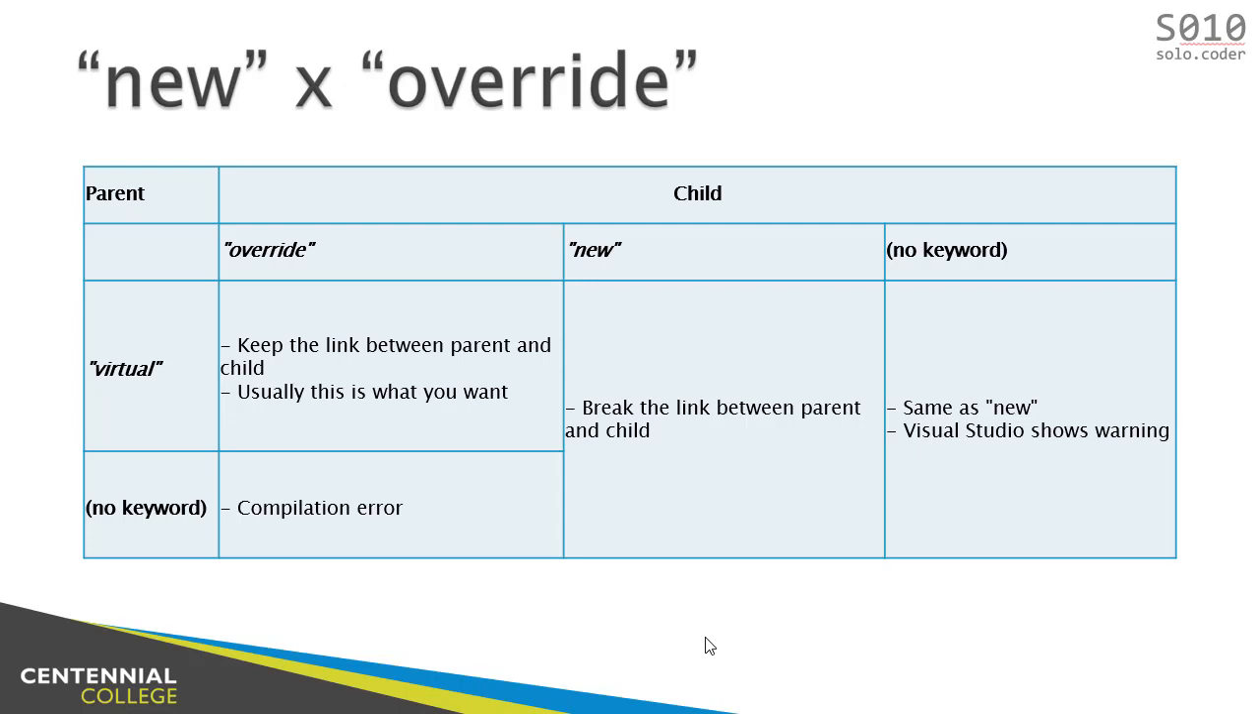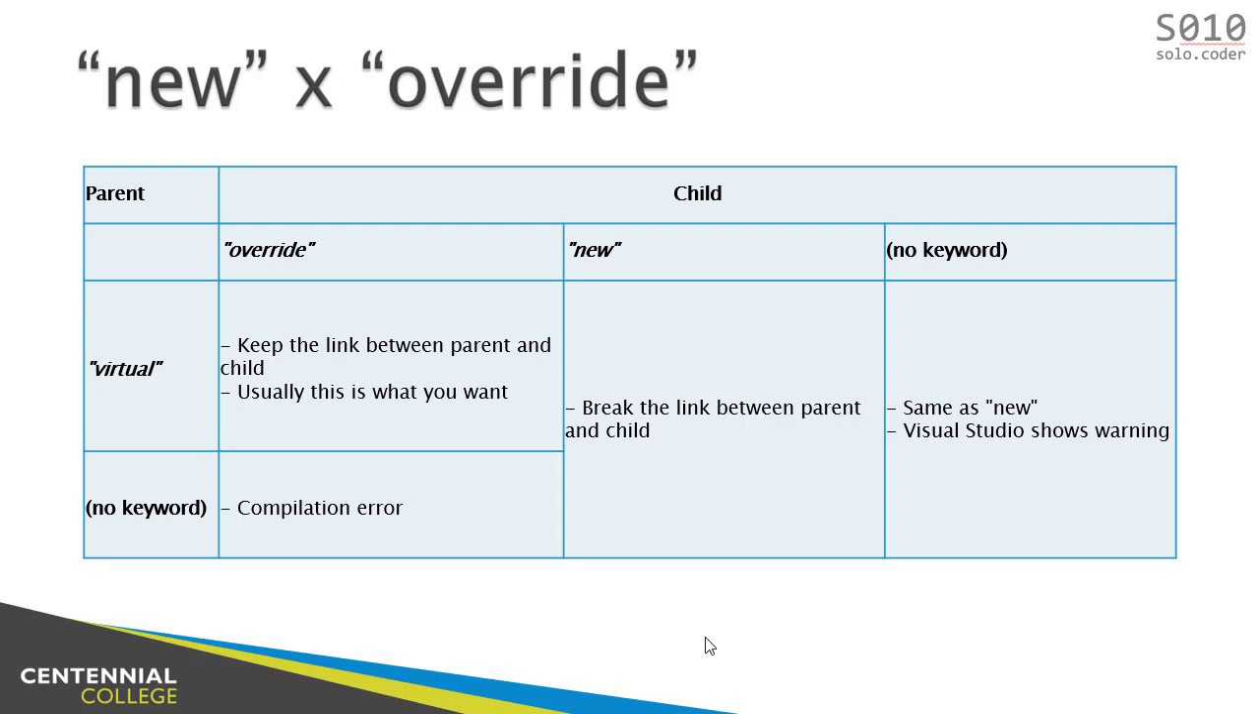This is the behavior. If in the parent is virtual and you use override, this is what happens. If in the parent is virtual and you use no keyword, this is what happens. It becomes the same as new. And Visual Studio shows you a warning. You can do that, but this is what will happen there. You are still redefining, but you are ending up in this behavior here. It breaks the link between the parent and the child.